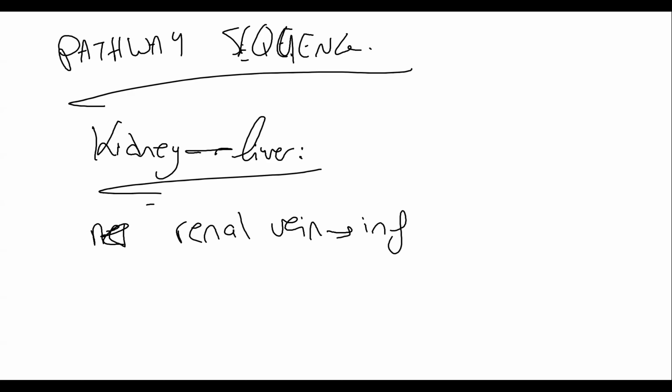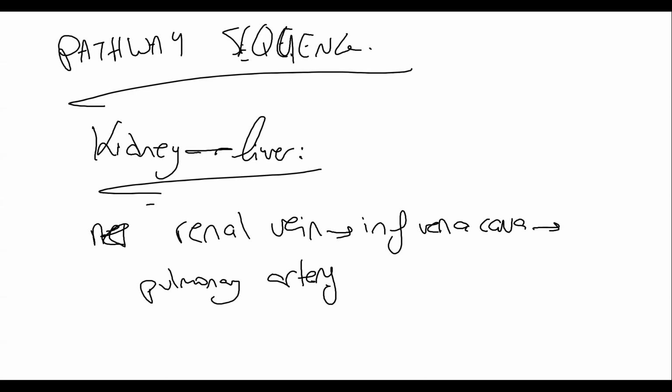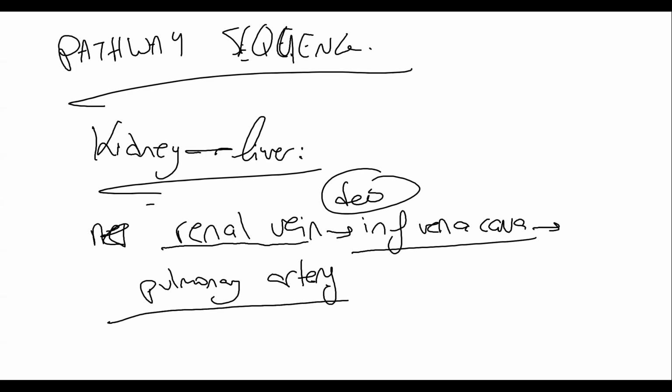Why inferior? Because the liver is down. Then to the pulmonary artery. Why the pulmonary artery? Because usually the pulmonary artery holds deoxygenated blood, and the veins hold deoxygenated blood here. This is holding deoxygenated blood, this is holding deoxygenated blood, and this is holding deoxygenated blood. All of them are deoxygenated because they want to go to the liver. The liver helps in detoxification. Okay, and then it will go to the pulmonary vein.